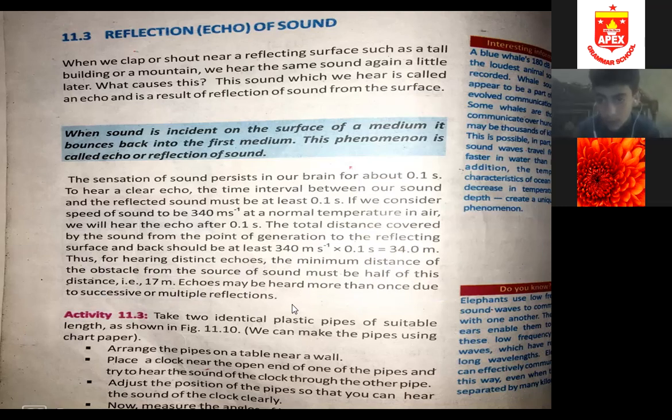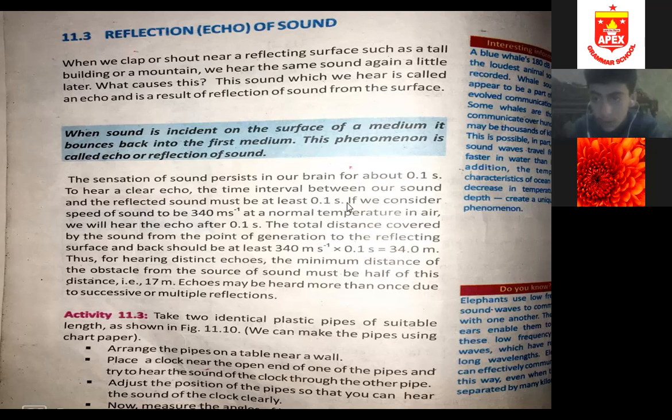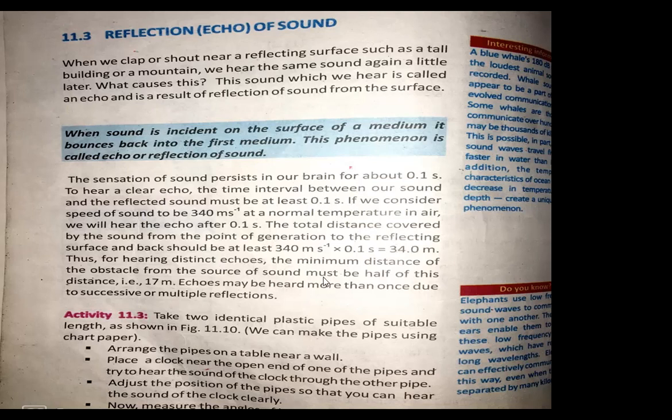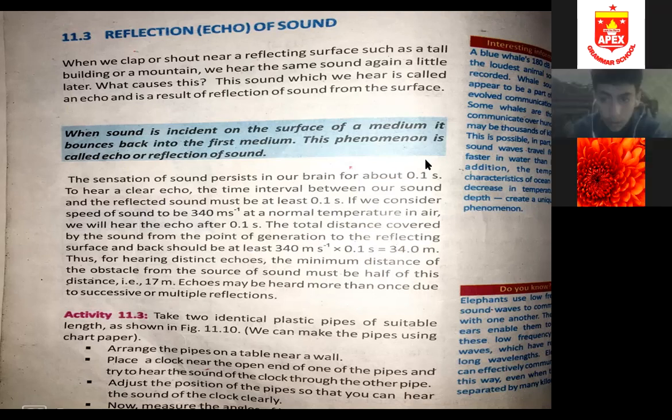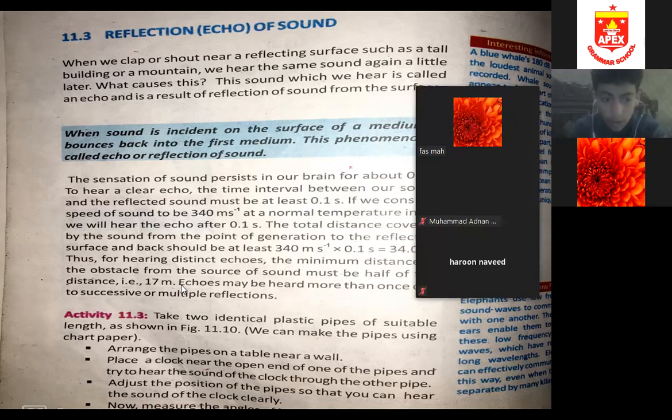So we discussed the echo or reflection of sound in this topic. This is the definition of echo or reflection of sound. The minimum time required to hear a clear echo is 0.1 second, and the distance from one shouting to the tall building and coming back to us again is 34 meters. But if we talk about half of this, that will be 17 meters.